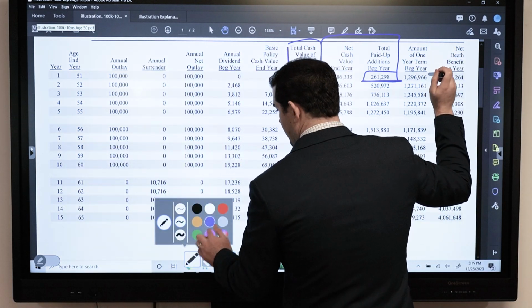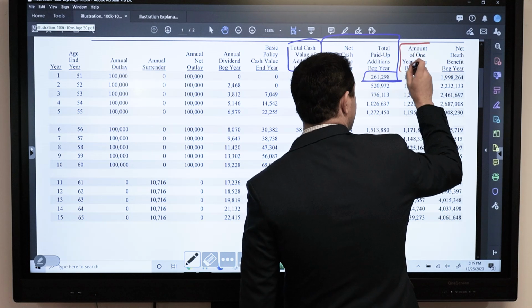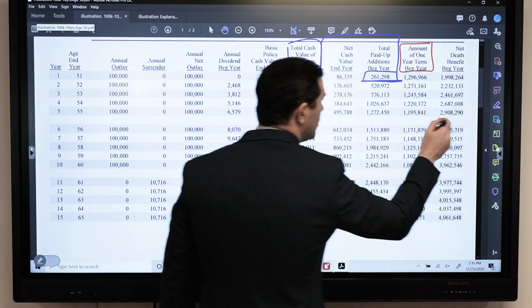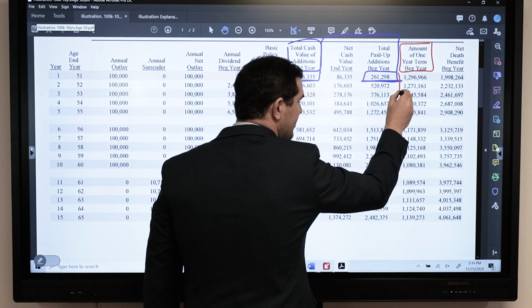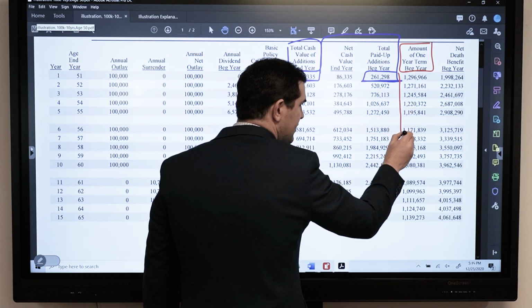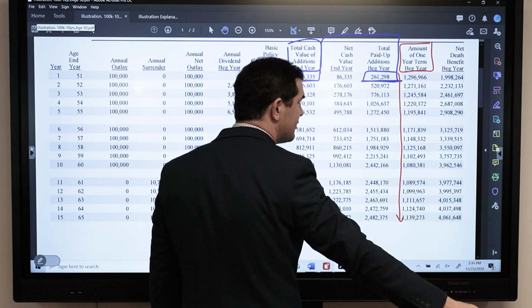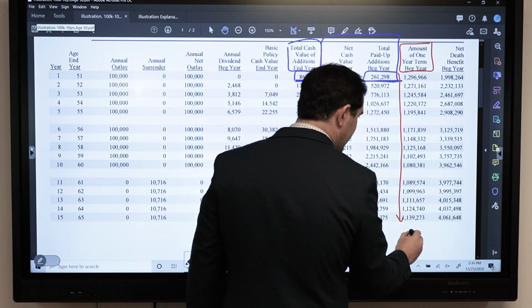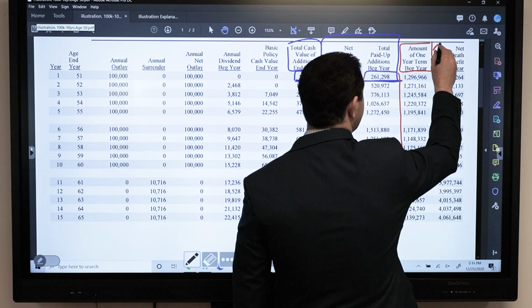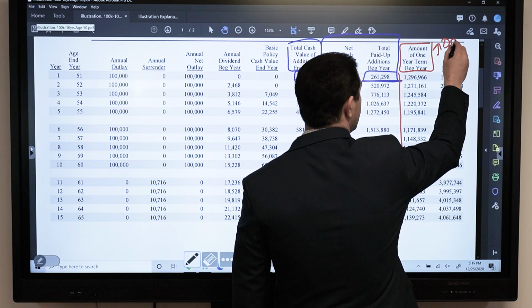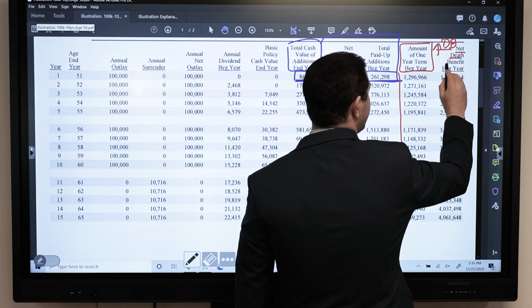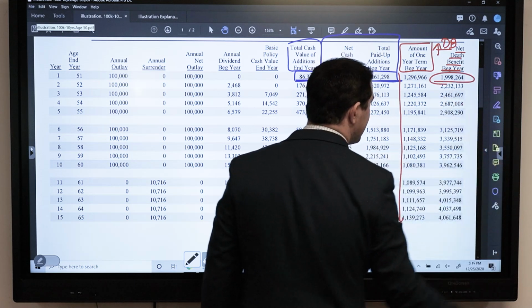Amount of 1-year term. This is a term rider that gradually decreases as time passes. The main reason we attached this policy, or I should say this term rider to this policy, is it is a cheap way to again raise the death benefit. Here's our net death benefit in the far right, just under $2 million.